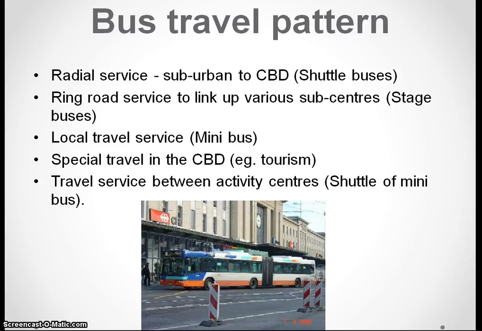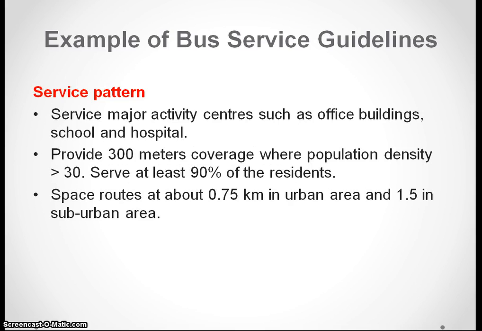And for bus travel pattern, we can give bus service for radial service between suburban to CBD, like shuttle bus, or ring road service to link up various sub-centers, or local travel service like minibus in the suburban or sub-area, and special travel in the CBD, for example for tourism, and of course shuttle service between activity centers.